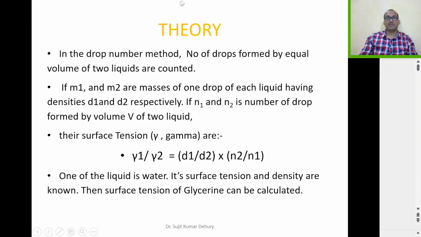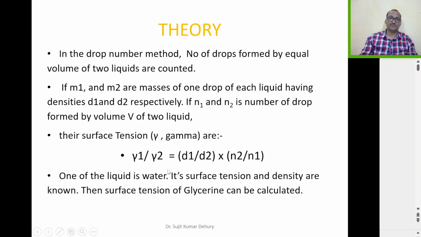So let's talk about the theory behind this experiment. In this drop number method or surface tension method, the number of drops formed by equal volume of two liquids are counted first, and this number of drops and density of the two liquids are related to the surface tension of the liquid. So this is the equation. It says how they are related.